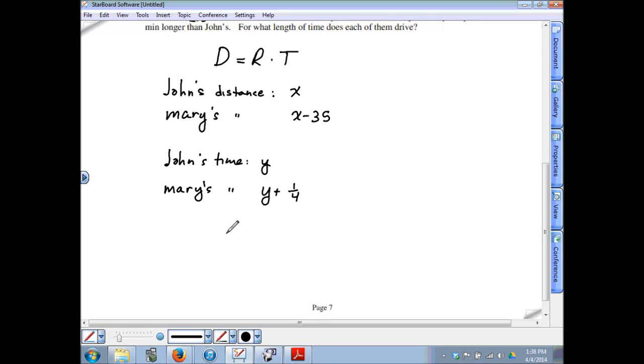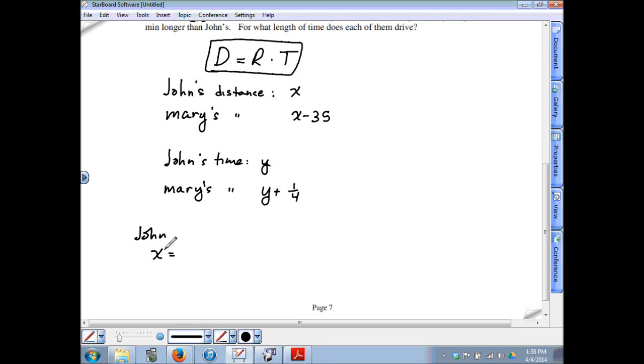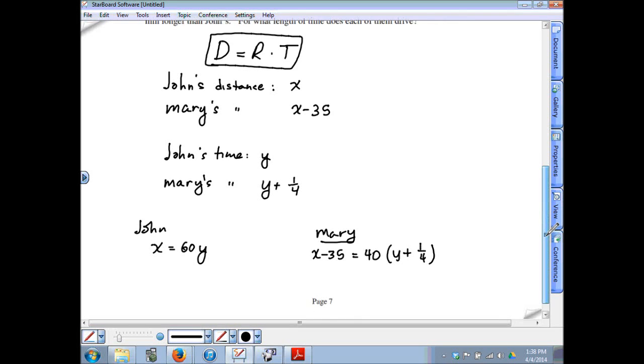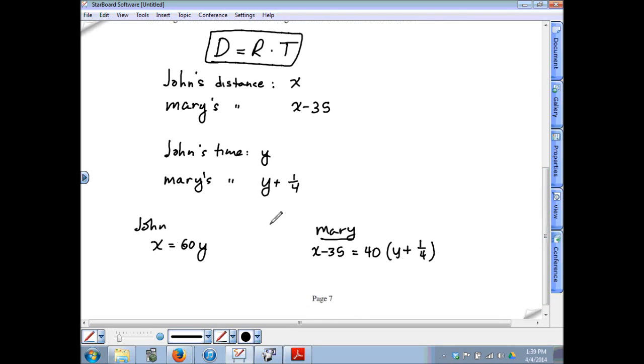So we've described some variables. Now we have to set up some equations. We're going to do a distance equals rate times time equation for both people, one for John, one for Mary. So John over here, he traveled x number of miles, so that's his distance, d, and his rate was 60 miles per hour, and his time was y. Now for Mary, her distance was x minus 35, because it's 35 miles less than John's. Her rate was 40 miles per hour, and her time was y plus a quarter of an hour. So in each of these separate equations, we have two different variables, an x and a y.